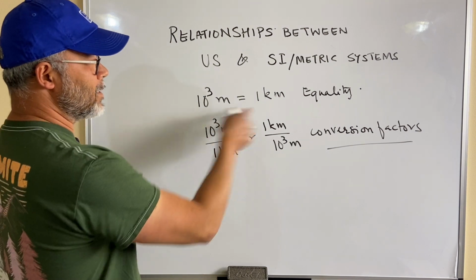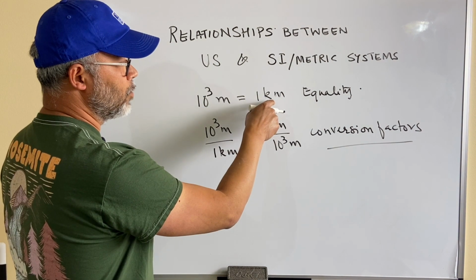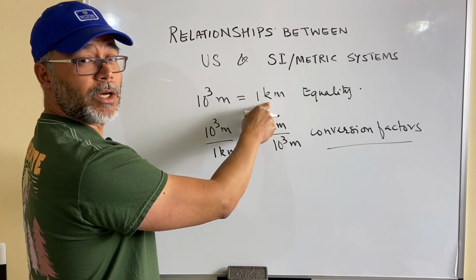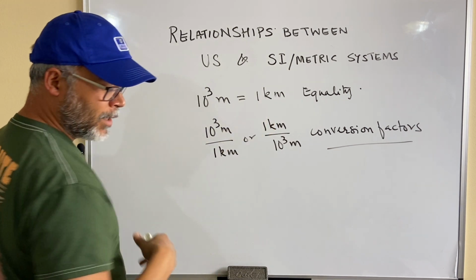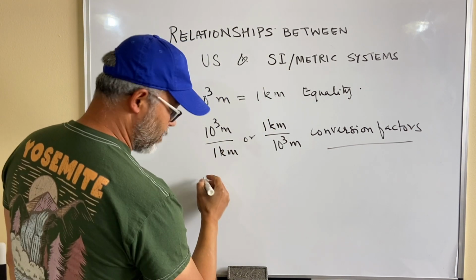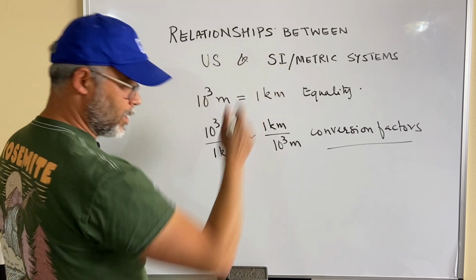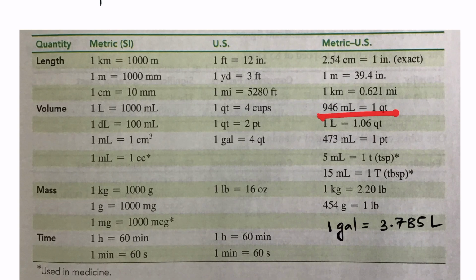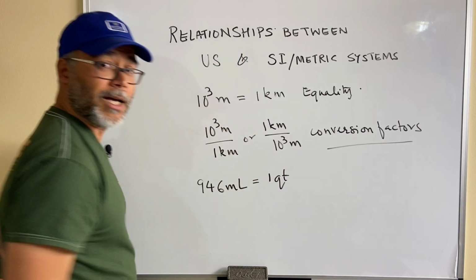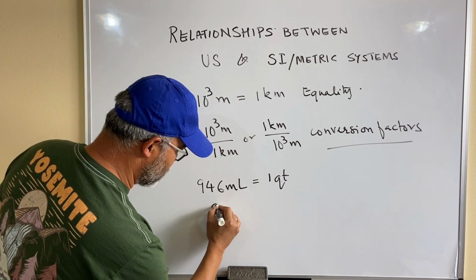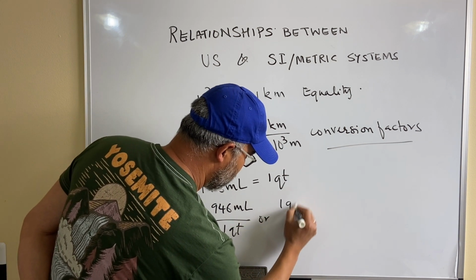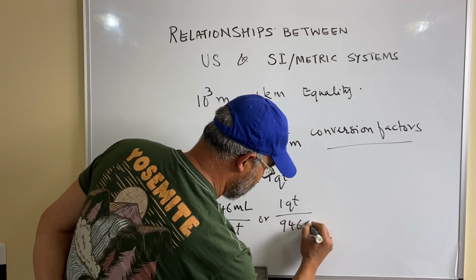So this was an SI example where we used a prefix, right? We went from a base unit to a unit with a prefix that increased it. Let's take a look at a US to metric system conversion factor. So let's say we look at our table and we find that 946 ml, which stands for milliliters, is 1 quart. That's represented by QT. So the conversion factors for this are going to be either 946 ml over 1 quart or 1 quart over 946 ml.